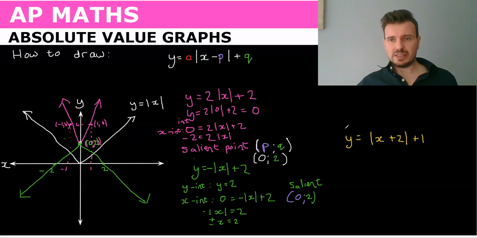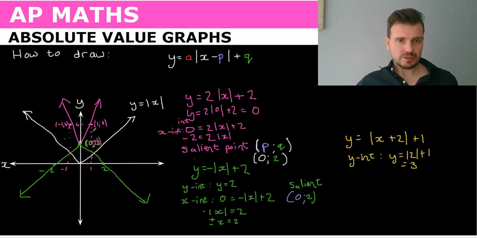Now let's look at the yellow graph. So let's find the y-intercept. We make x equal to 0, and so we get y equals the absolute value of 0 plus 2, which is just still 2. And so we get plus 1, so the y-intercept is 3. So the y-intercept here would be up here. 1, 2, 3.